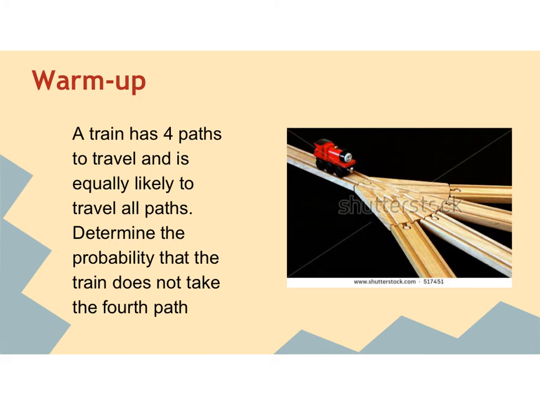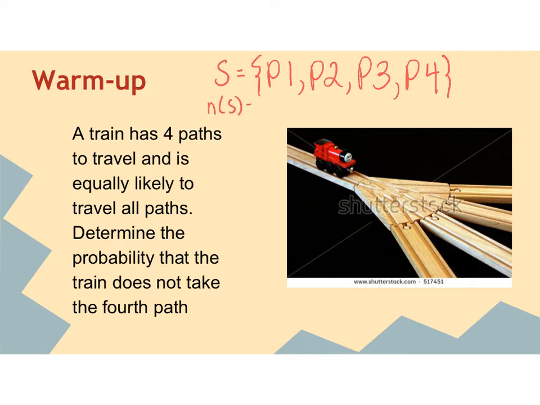To paint some of the notation that we had before, because that's the focus of this, we would say that the sample space is the different pathways: pathway 1, pathway 2, pathway 3, pathway 4, and that's all of the different ones. N of S would be 4, because there are 4 elements in that set.